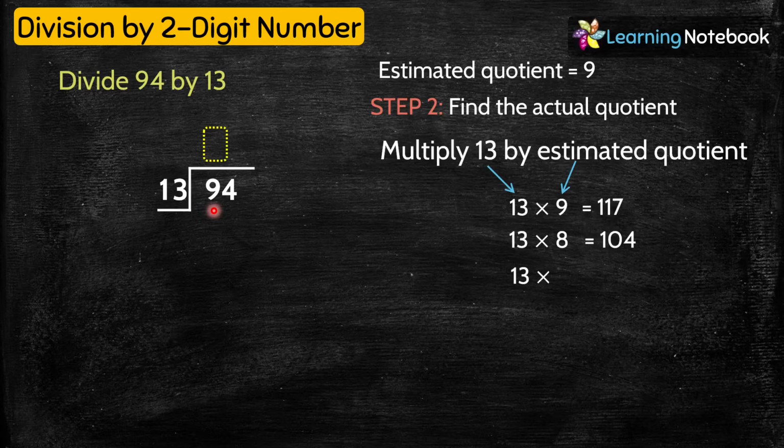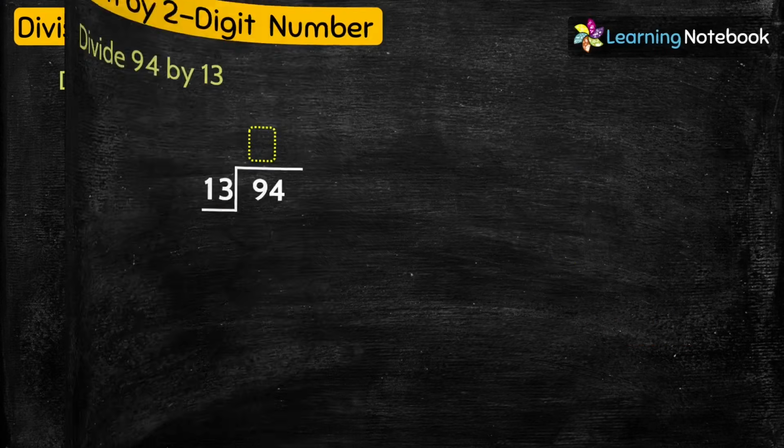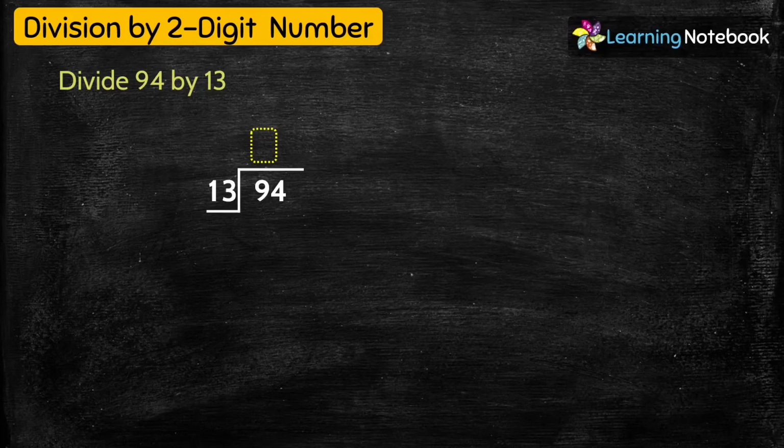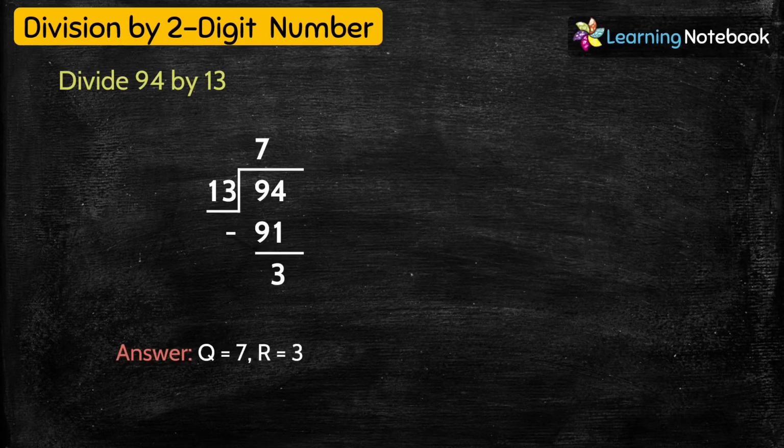So let's try once more and multiply 13 by 7 this time. We get 91, which is smaller than 94. So it means 7 is our actual quotient. So 13 into 7 equals to 91 and 94 minus 91 equals to 3. So our quotient equals to 7 and remainder equals to 3.